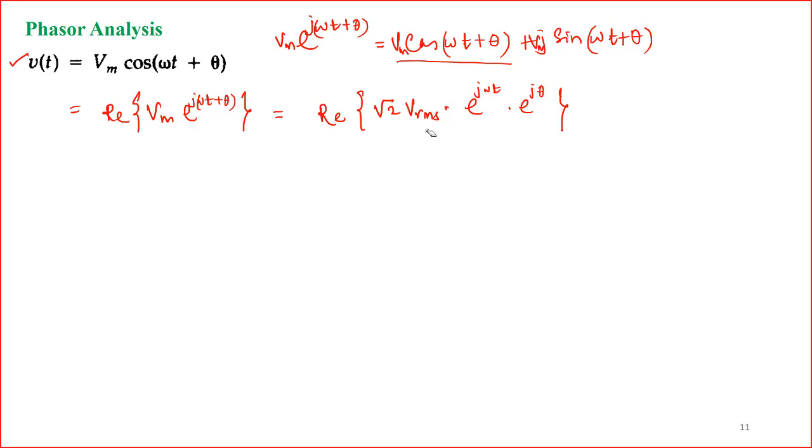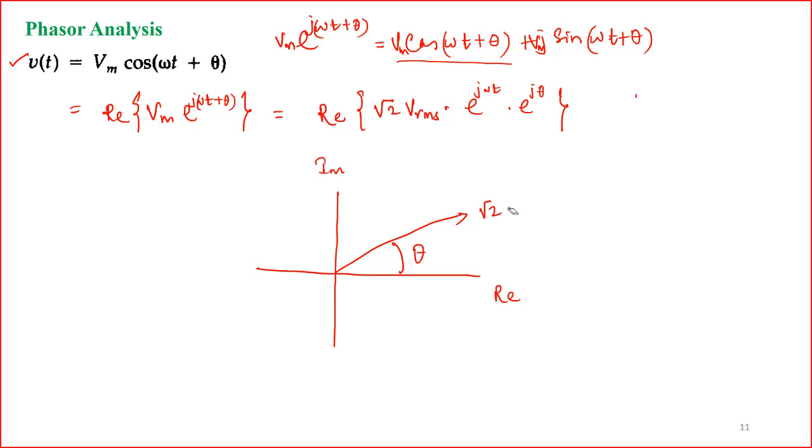So out of this, if I plot this in the phasor form in the complex plane, this is real, this is imaginary. If I plot this, how will it look? It will have an angle of theta, and this is root 2 Vrms. Okay, this is what it will look like, and this is the phasor.